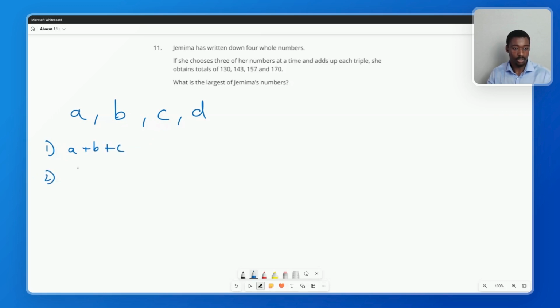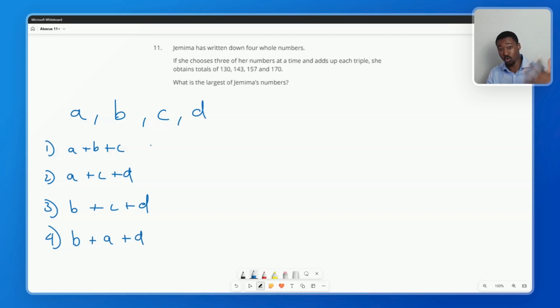Second one, A plus C plus D. Third one, if we start with B, we can do B plus C plus D. And the fourth one we can do is let's do B plus A plus D. There are no more combinations we can make that haven't already been made. So these are the 4 combinations. These are the 4 triples that Jemima has written down, all in algebra letter format.